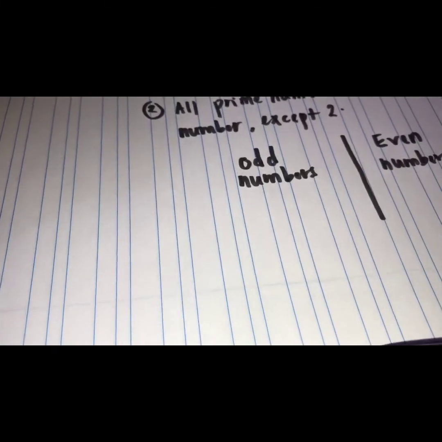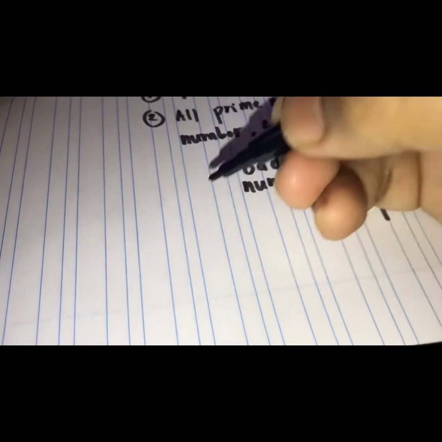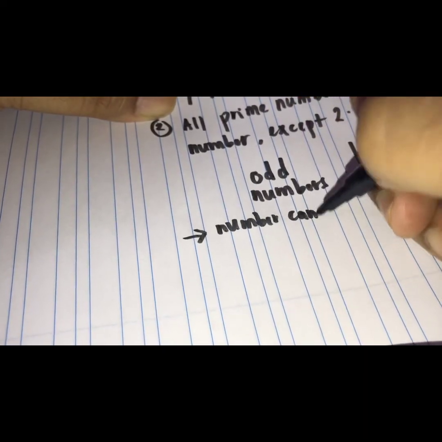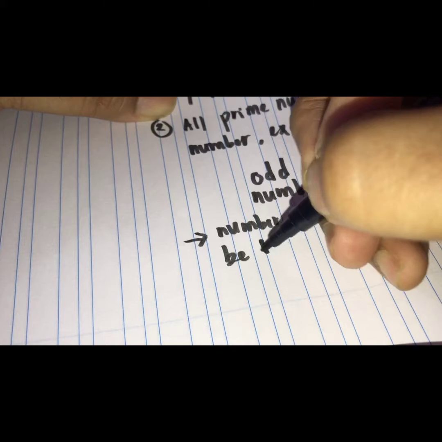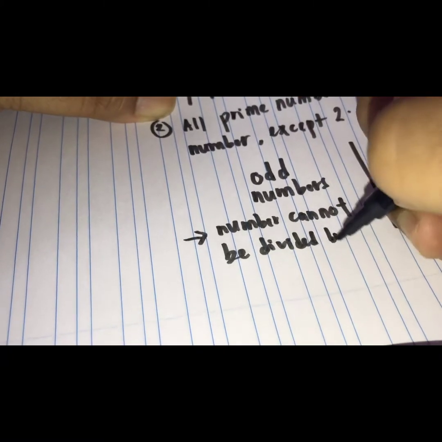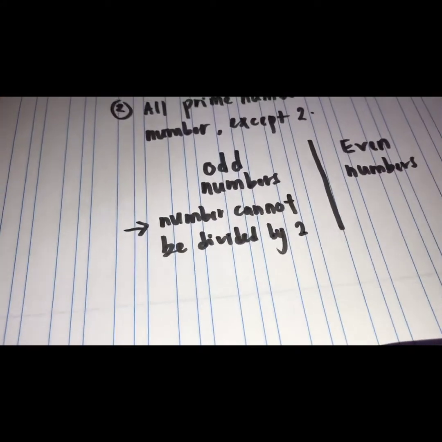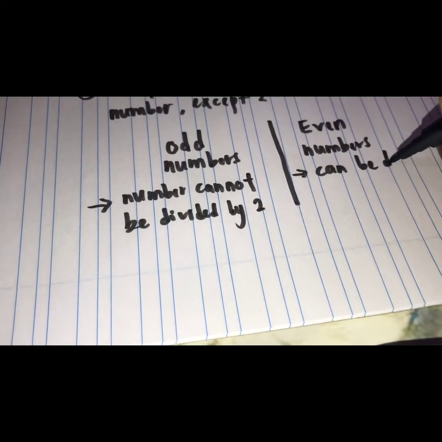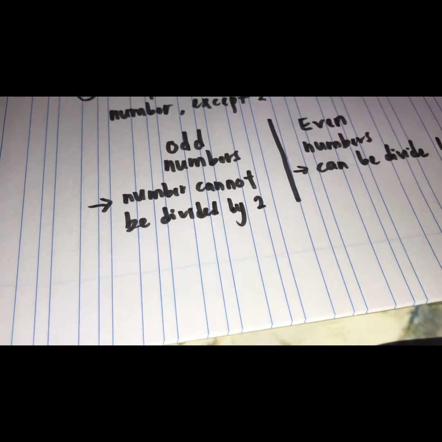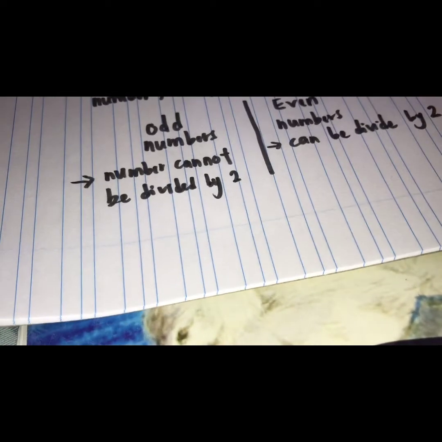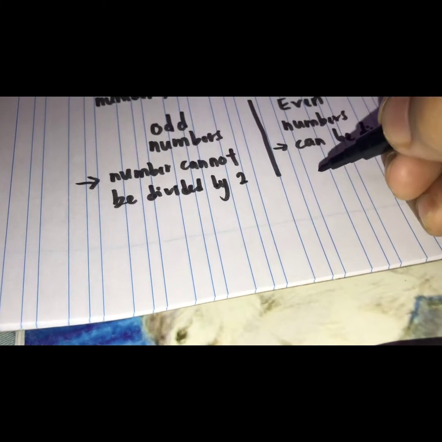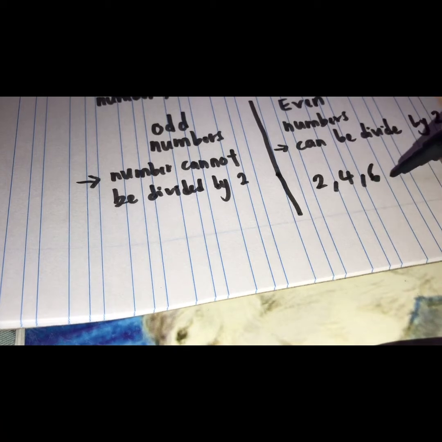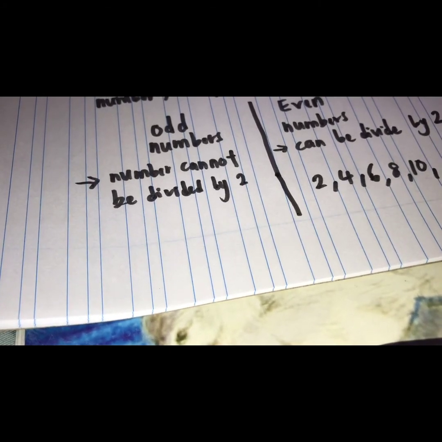Okay, odd numbers are numbers that cannot be divided by 2. Even numbers are numbers that can be divided by 2. For example, even numbers start with 2, 4, 6, 8, 10, 12, and so on.